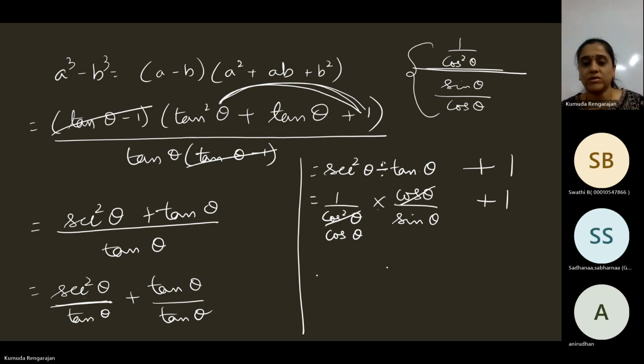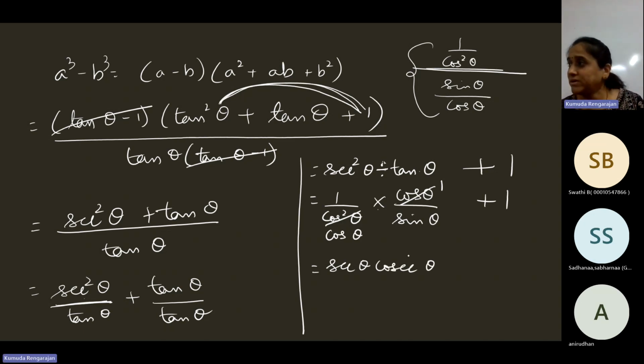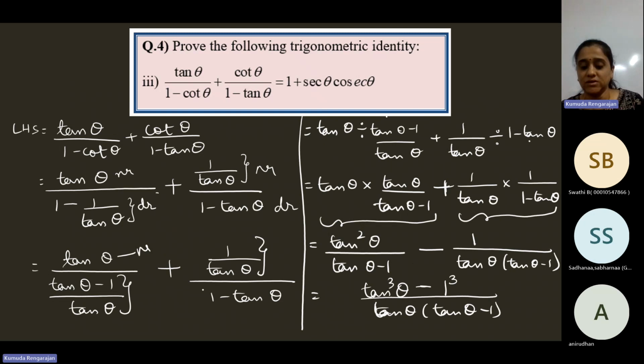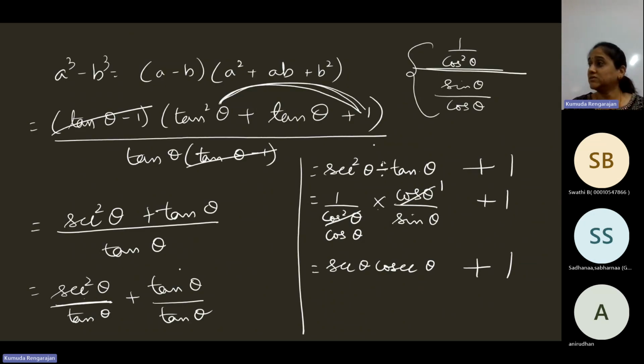correct, is equal to, now what do you have? 1 by cos theta, secant theta. Then this is 1 by sin theta, cosecant theta. 1 by cos theta, secant theta. 1 by sin theta, cosecant theta, plus 1, which is the RHS. 1 plus secant theta cosecant theta. 1 plus cosecant theta secant theta. Okay, that's the RHS.